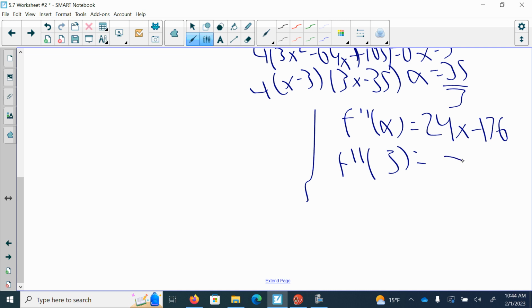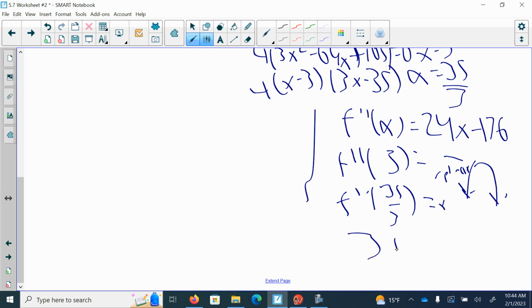He's saying f double prime of 3 is negative, so that means it's concave down. Which makes it the what? It's concave down? Oh, that means the max. It means it's max. He's a genius.